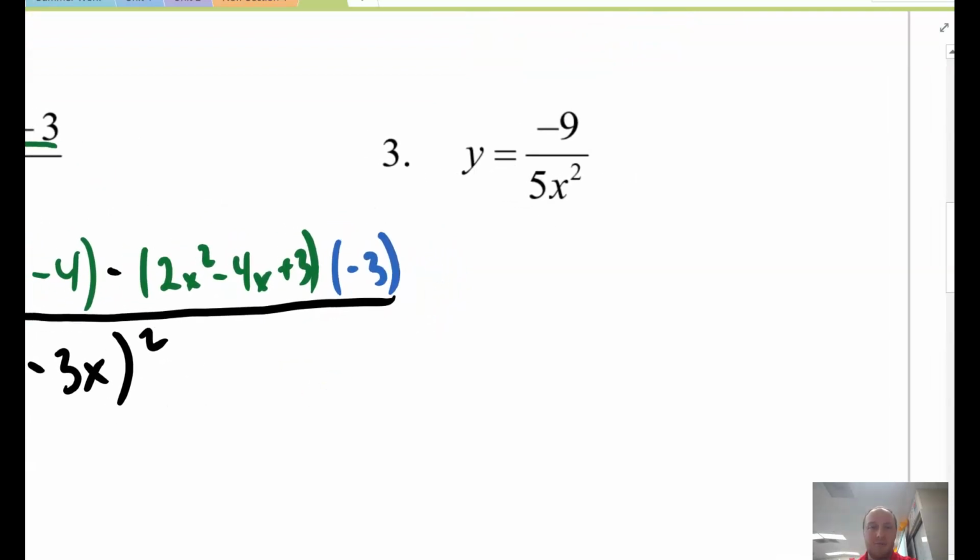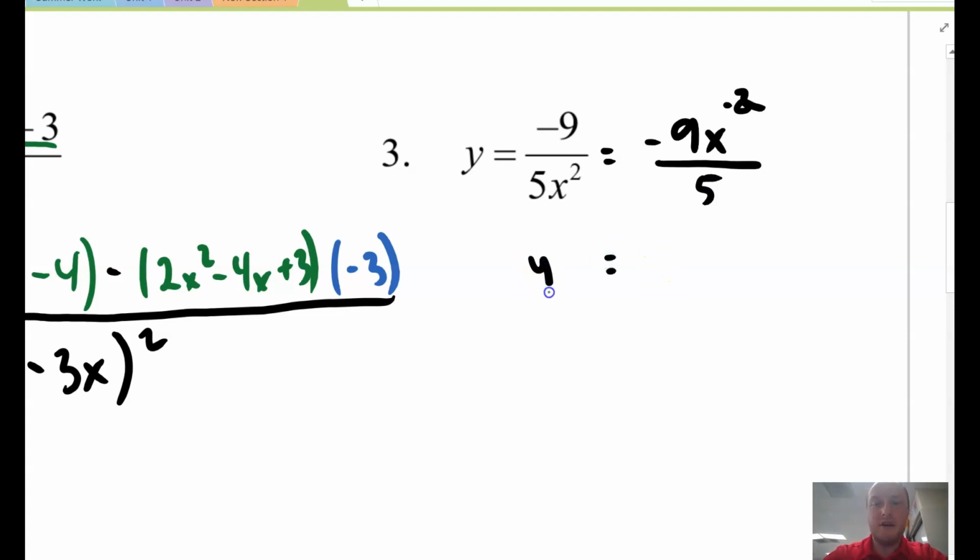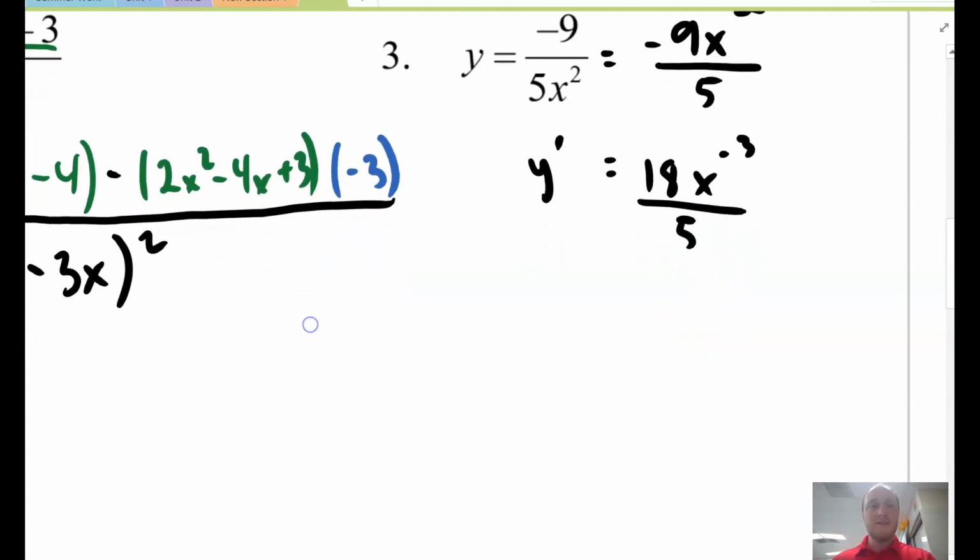All right, next example. Here again, I can easily make this x. I can rewrite this function as -9x to the -2nd power over 5, and we can take the derivative. Then y prime would be positive 18x to the -3rd over 5. So I could do that, but again, this is about the product and the quotient rule. So that would be preposterous.